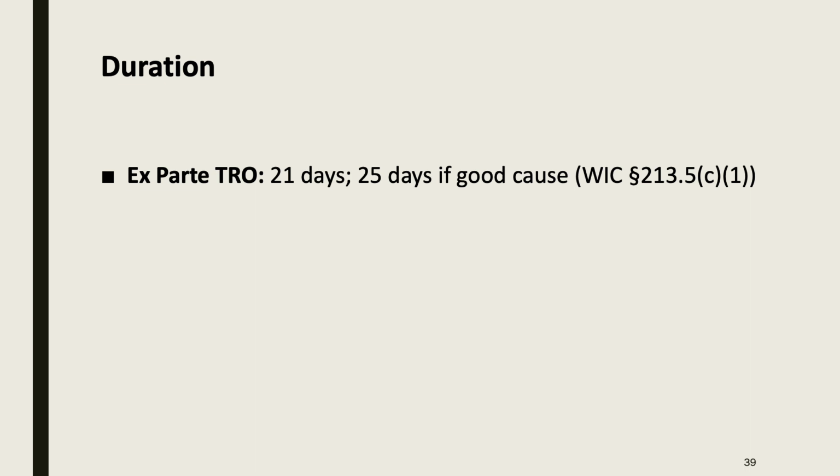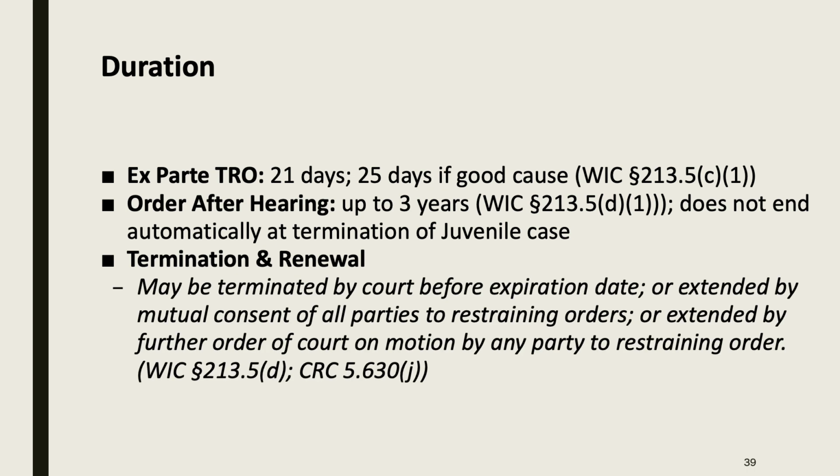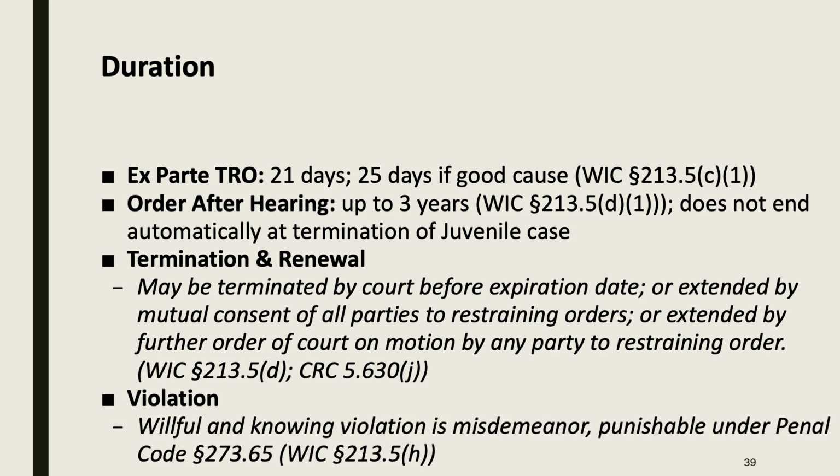So how long do these last? Well, the ex parte TRO, again, lasts 21 to 25 days if good cause is found by the court. The order after hearing can last up to 3 years, and it does not end automatically at the termination of the juvenile case. It may be terminated by the court before the expiration date, or extended by mutual consent of all parties to restraining orders, or extended by further order of the court on motion by any party to the restraining order. A willful and knowing violation is a misdemeanor punishable under Penal Code 273.65.